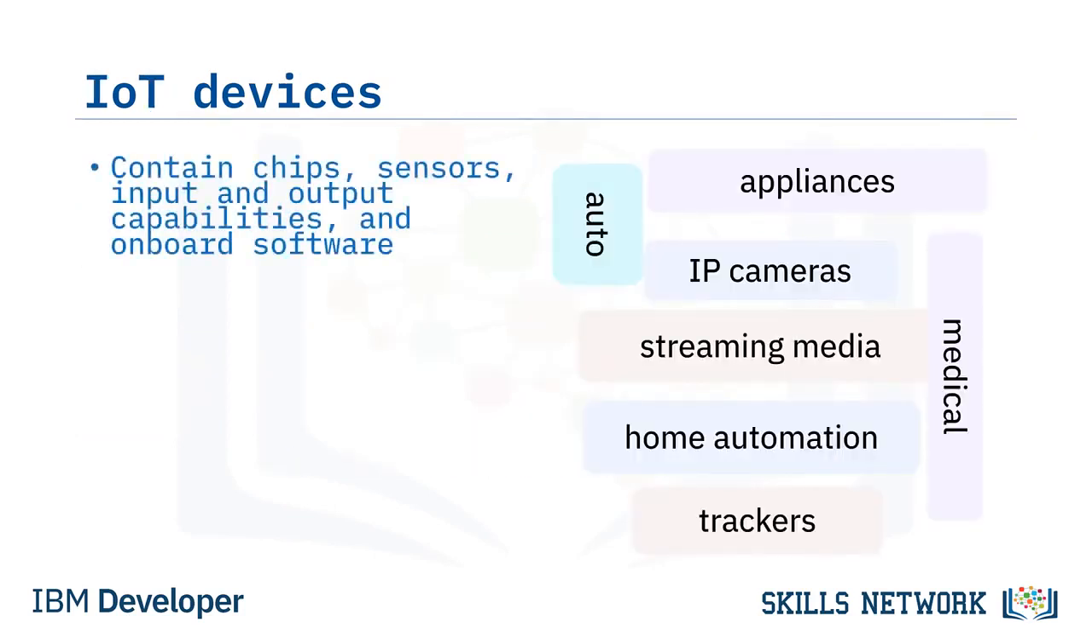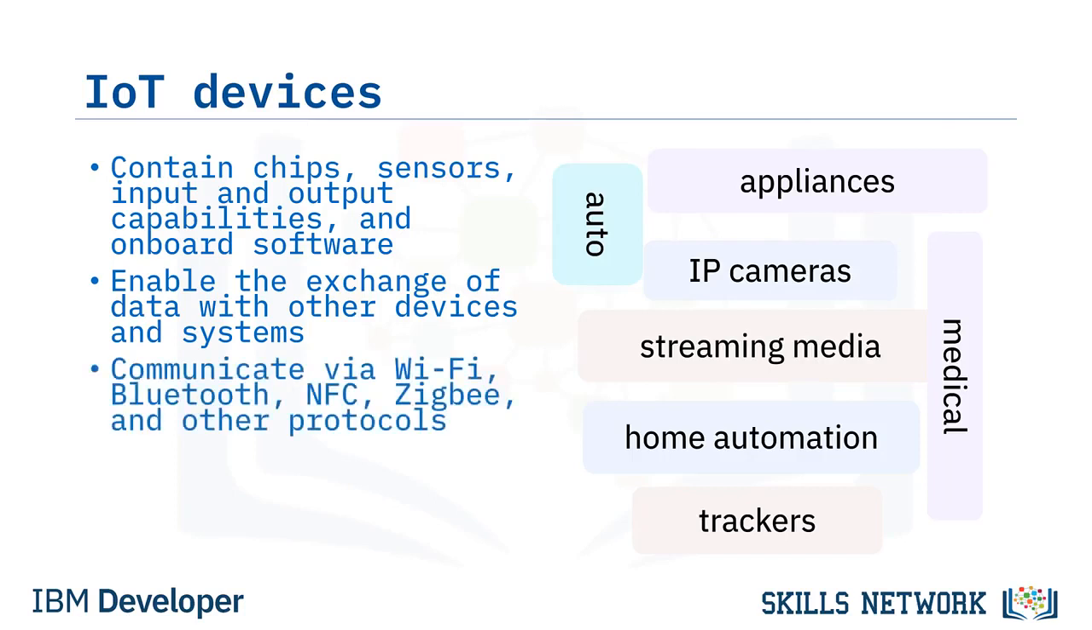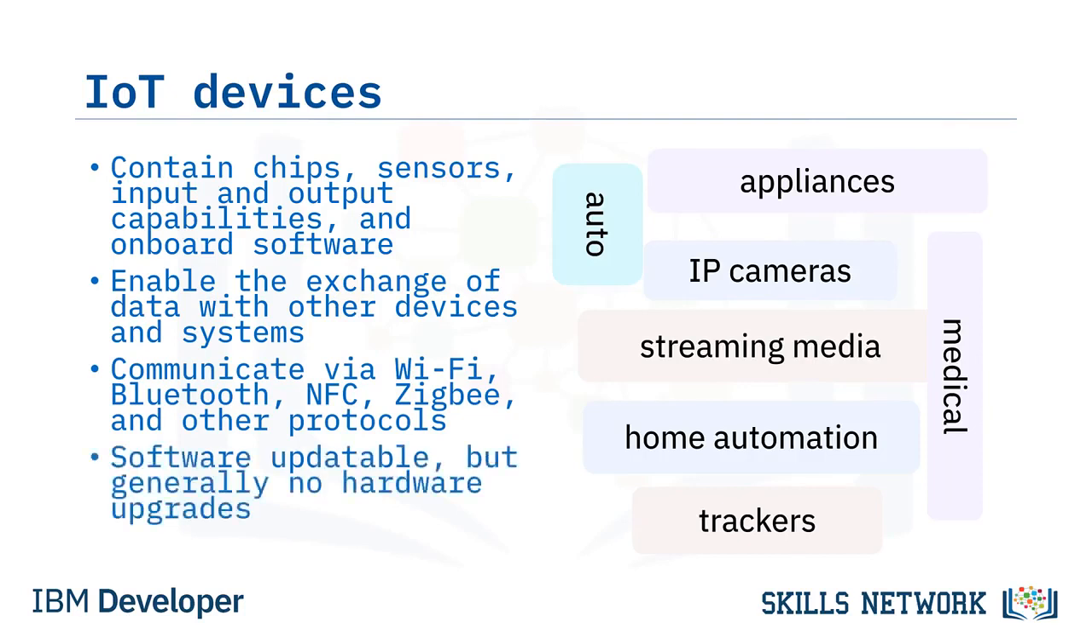Internet of Things, known as IoT devices, describes physical objects that have sensors, processing ability, software, and other technologies that enable these devices to exchange data with other devices and systems over the Internet or other communications networks. IoT devices communicate via Wi-Fi, Bluetooth, NFC, Zigbee, and other protocols. They can receive software updates, but generally, the hardware within a limited space is soldered to the board and is not upgradable. Let's learn more.